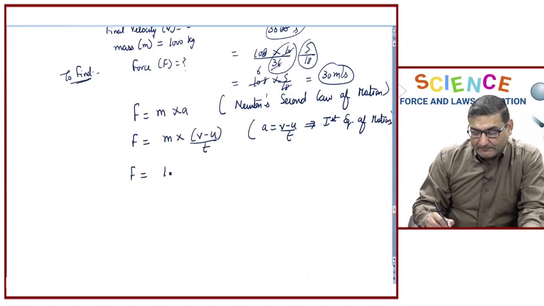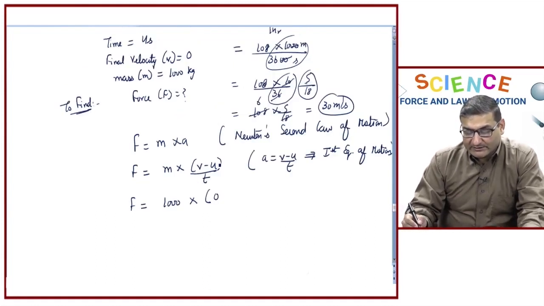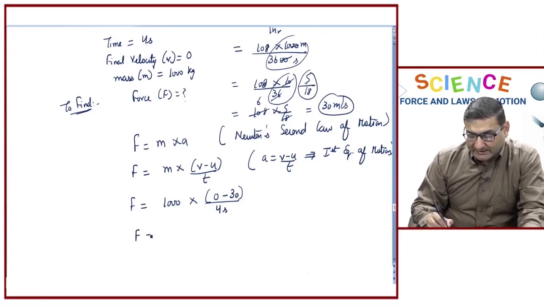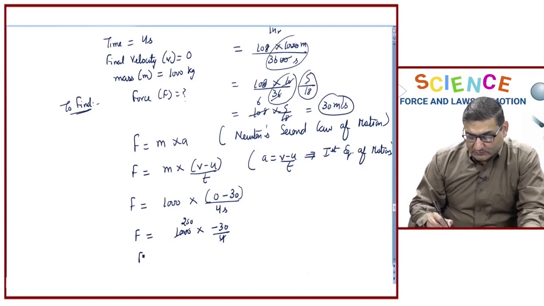F is equal to mass, given to us in the question as 1000 kilograms, multiplied by v, given to us in the question as 0 because the body stops. Initial velocity we have already calculated as 30 meter per second, and the time taken was 4 seconds, right? So F is equal to 1000 multiplied by minus 30 upon 4. Cancelling it out we will get 250, so force is 7500 Newton, and this is coming in minus.